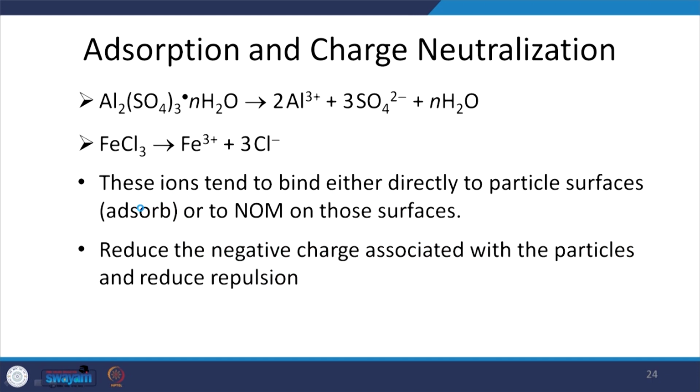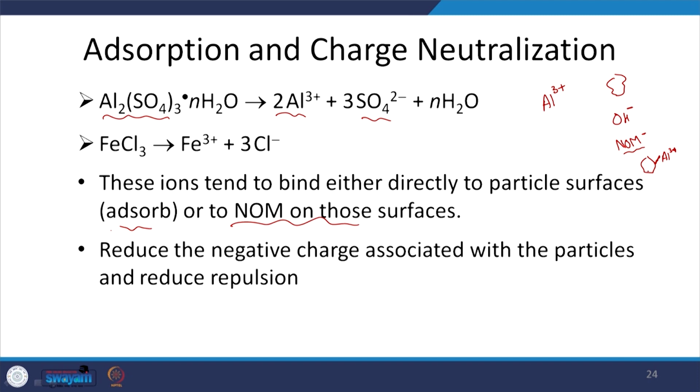So here, what's happening? This is, I guess, what is being mentioned here. We have a source of aluminum, and you have Al3+ dissociation into Al3+ and SO4 2-, and these ions tend to bind either directly to the particle surfaces, meaning adsorb, or to NOM on those surfaces. Please note that Al3+ can bind to the particles of interest, or as I mentioned, it can form a complex with OH-, or it can also form a complex with the natural organic matter, which typically has a negative charge. So these are the relevant aspects. Or if the particle itself has NOM adsorbed onto it, Al3+ can also go there and neutralize the charge of this particular natural organic matter.